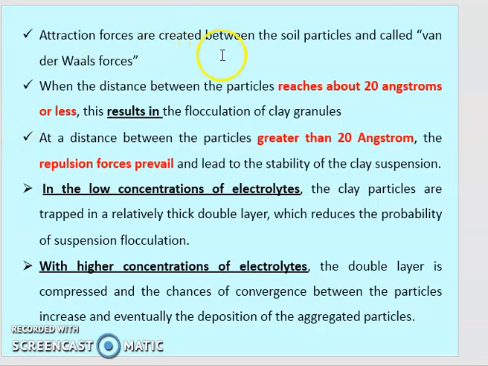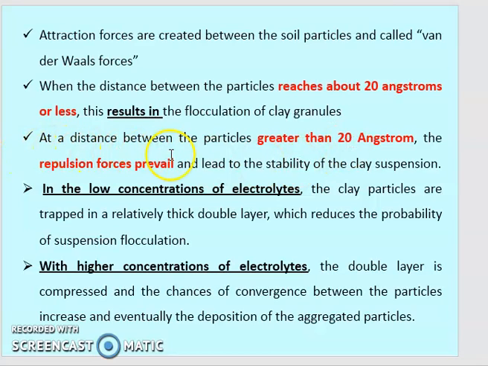Attraction forces, called van der Waals forces, are created between the soil particles when the distance between the particles reaches 200 angstrom. An angstrom equals 10 to the power minus 10 meter, so it is a unit of length. If you have a high concentration, a compaction of the electric double layer will be carried out, and it may reach 20 angstrom or less. Consequently, the flocculation of clay granules occurs.